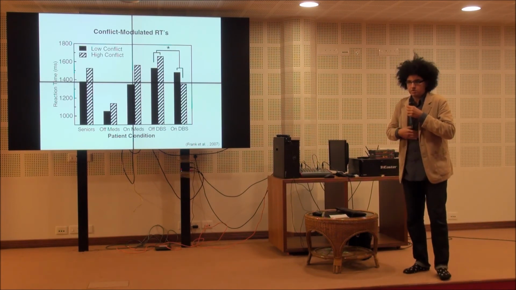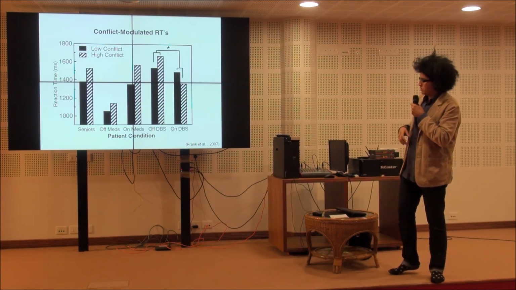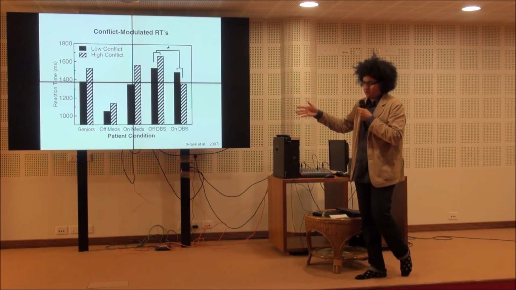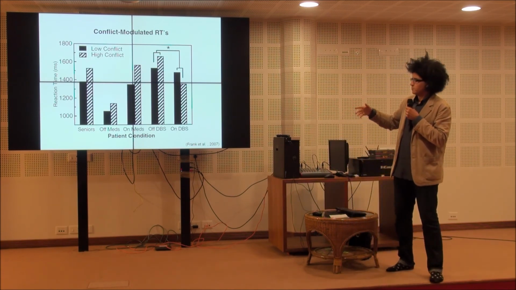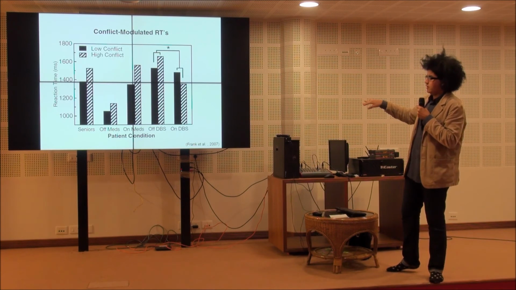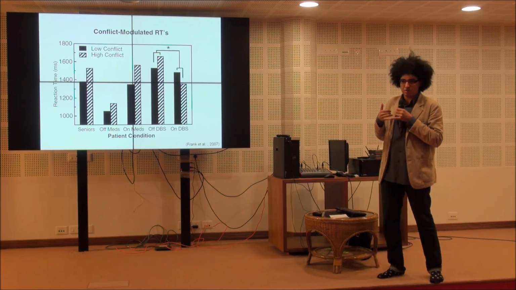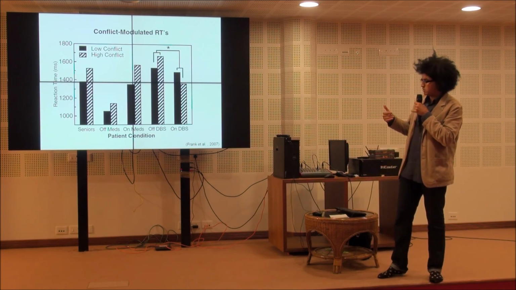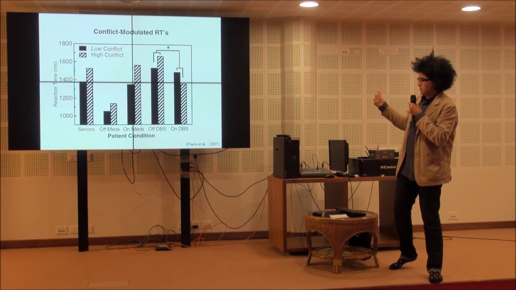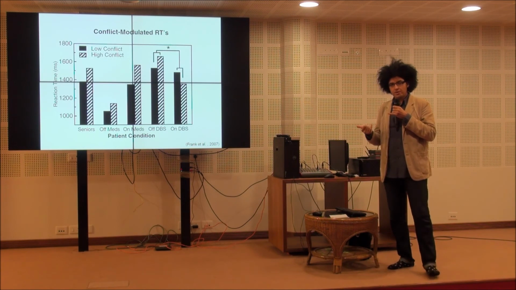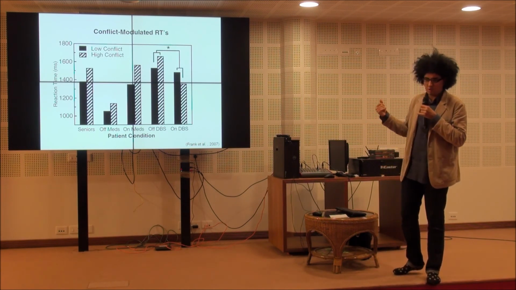And here are the results. Here we have five groups. The first one, seniors, is healthy controls. And then the other four are different kinds of Parkinson patients. Parkinson patients off medication, and then Parkinson patients on medication. The last two are Parkinson patients off DBS, and then Parkinson patients on DBS.